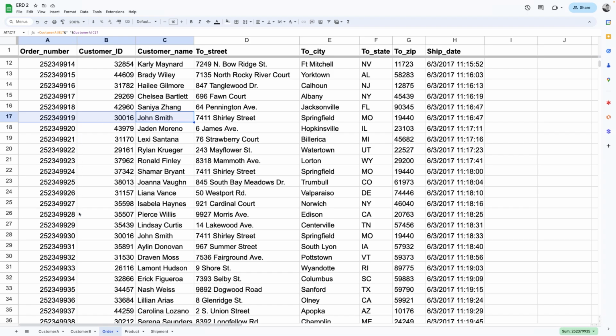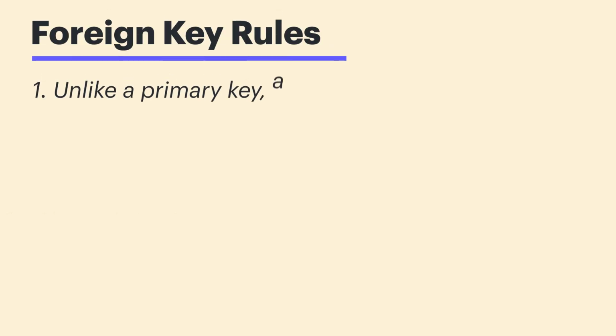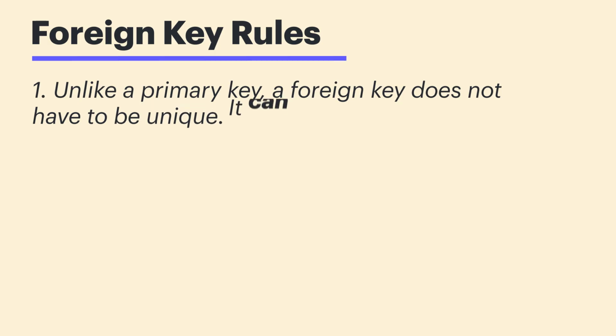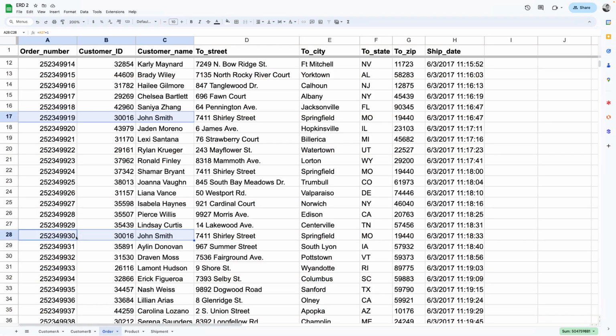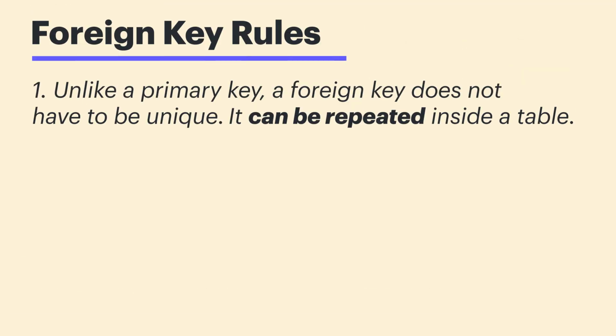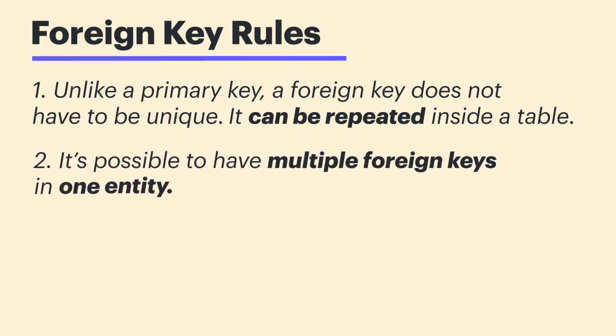But if we look farther down, the same customer ID is repeated because John placed another order. Unlike a primary key, a foreign key does not have to be unique. It can be repeated inside a table. And if John's an avid shopper, his customer ID is going to be repeated a lot. Another difference between primary and foreign keys is that it's possible to have multiple foreign keys in one entity.